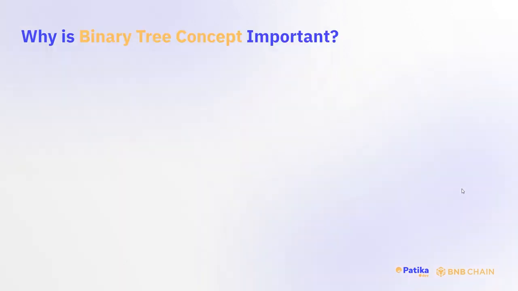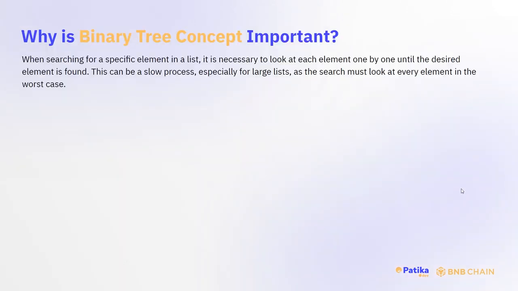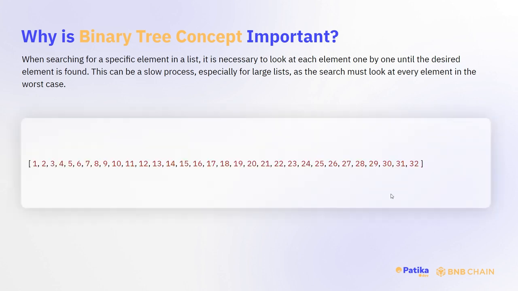Why is the binary tree concept important? When searching for a specific element in a linear list, it's necessary to look at each element one by one until the desired element is found. This can be a slow process, especially for large lists, as the search must look at every element in the worst case. For example, here, when you look for the element 32, you need to go over the list one by one to be able to find this value.